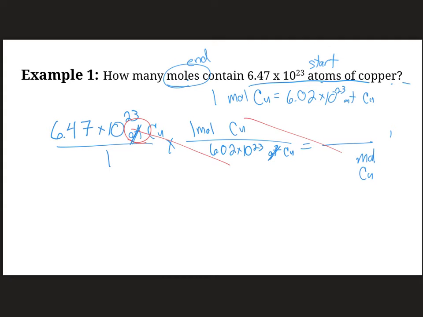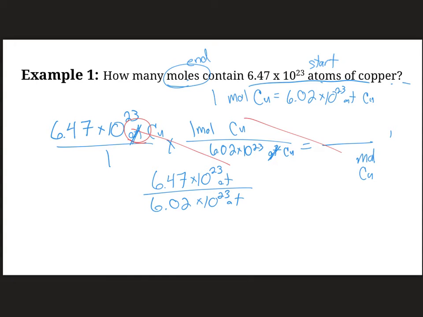So what I'm going to do is type in 6.47 times 10 to the 23rd divided by 6.02 times 10 to the 23rd. The reason I'm dividing is because this is on the bottom. If I brought this all together, I would have 6.47 times 10 to the 23rd atoms over 6.02 times 10 to the 23rd atoms. So that is why I'm putting it into my calculator as a division.